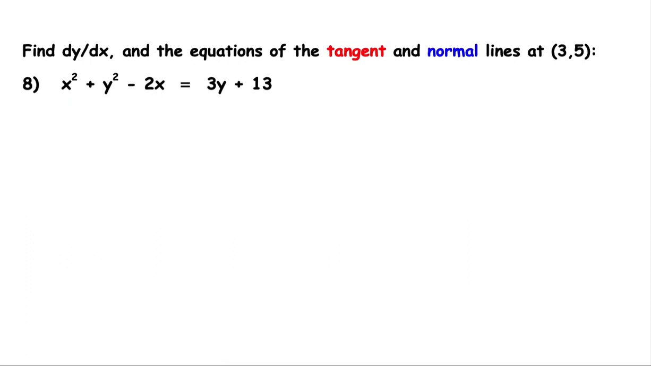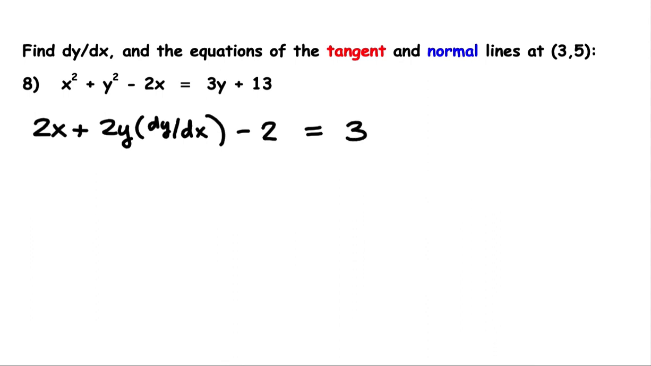Okay, from left to right, it looks like this. 2x plus 2y, whoop, wrong letter, dy/dx, minus 2 equals 3 dy/dx. And again, the derivative of positive 13 is 0, like every constant.